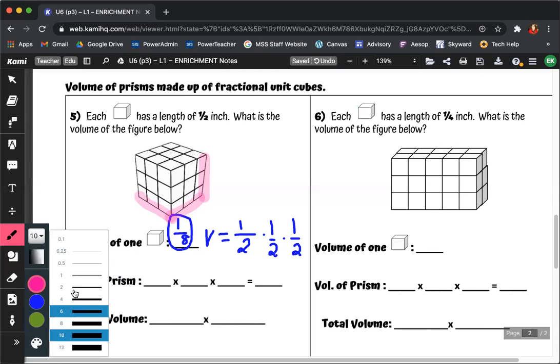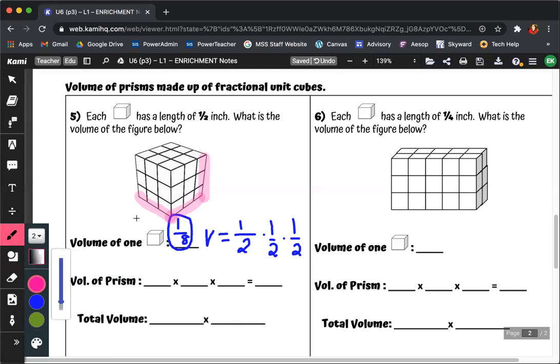We've got 3 squares for the length, 1, 2, 3 squares for the width, 1, 2, 3 squares for the height. So the volume of the prism is 27 cubes. But each individual cube is 1/8, so we're going to do 27 times 1/8.